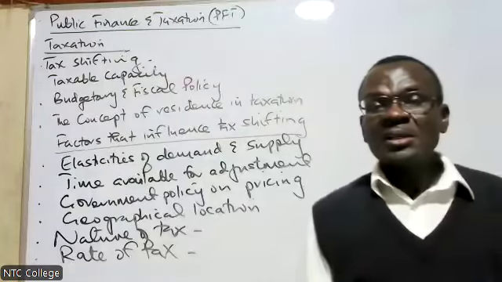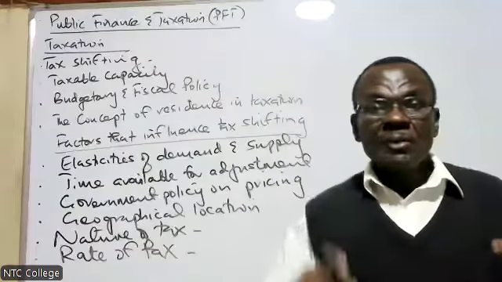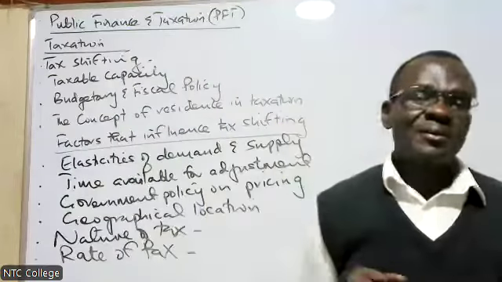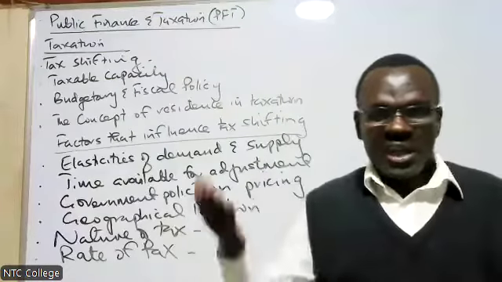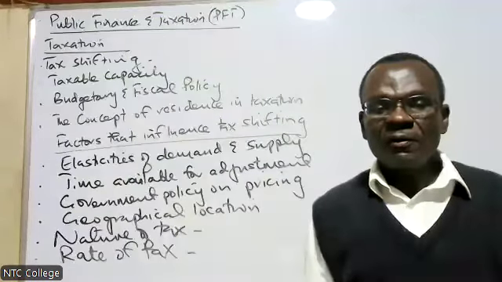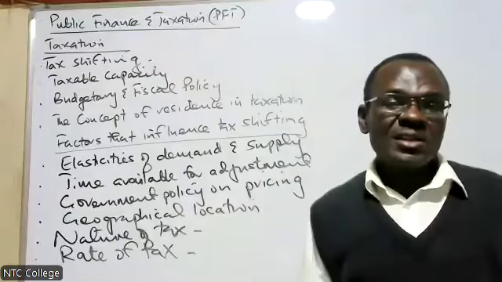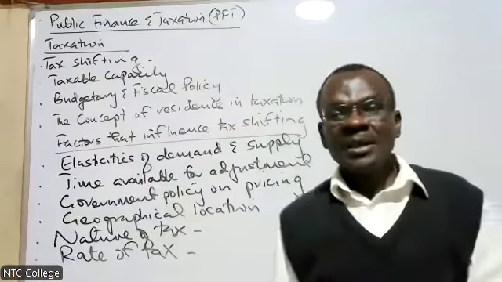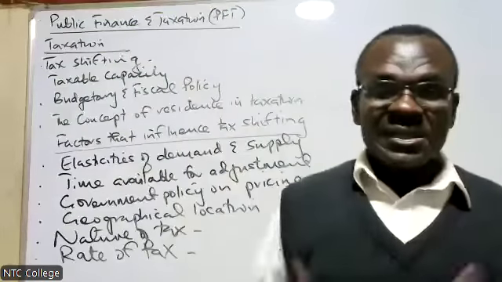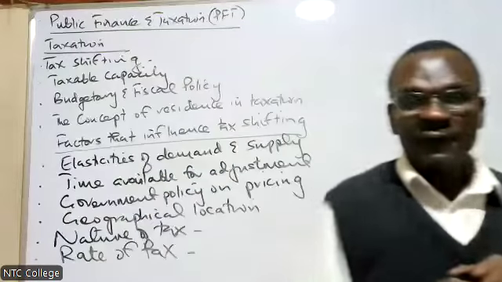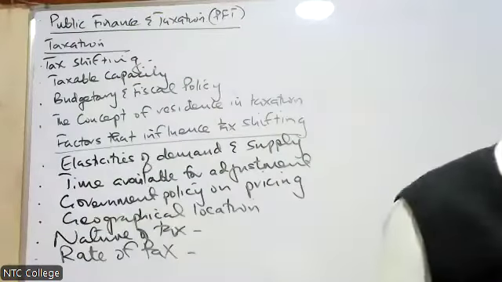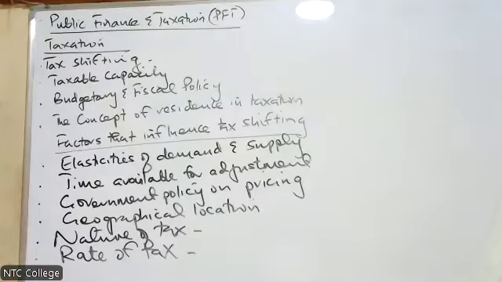If the rate of tax is high, the producer will be forced to revise the prices and probably bear part of it, share costs of the tax. If the rate of tax is low, in some cases the producer might just decide, I don't want to lose market share, so I'll keep prices the way they are. So those are the factors that influence tax shifting.